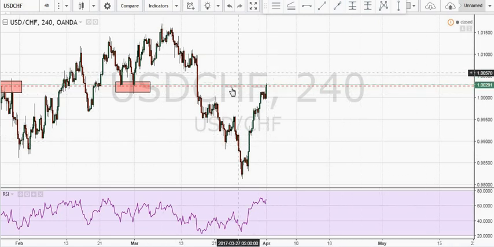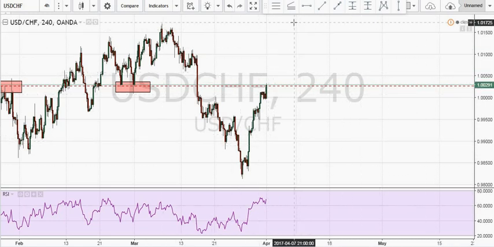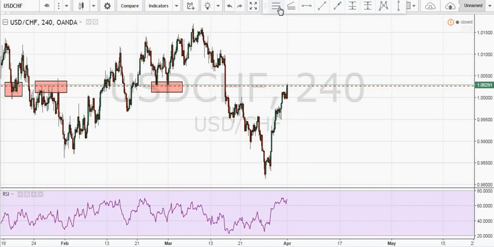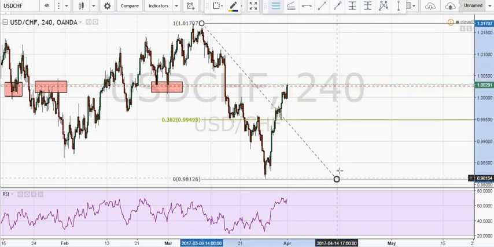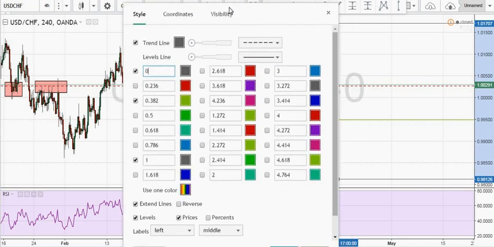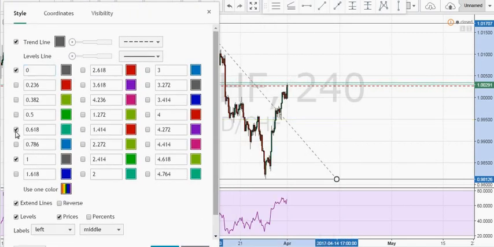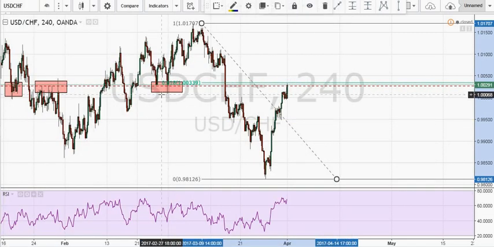Now that we have structure out of the way, we should be looking for Fibonacci levels and Fibonacci confluences. If I were to draw a swing low to a swing high, we can possibly see a 618 level right at structure, where we are at right now in price. Right there we have a 618 level.